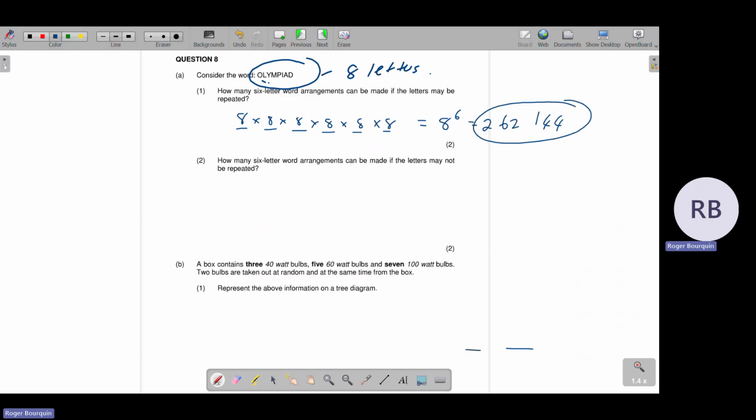Okay. Alright, but the next one, the letters cannot be repeated. So it's going to be 8, 7, 6, 5, 4, 3, right? Are we happy with that idea, guys? Yes. What does that give you? 20,106.